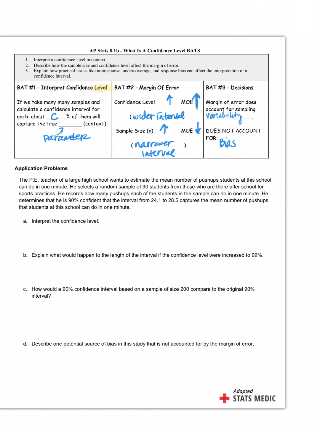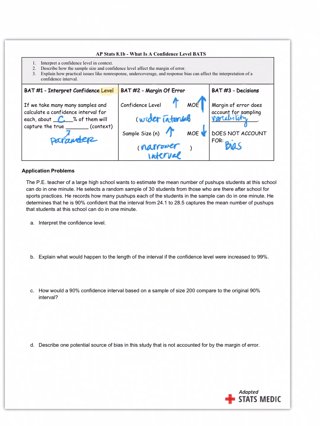So let's look at this application problem. You can try it on your own and come back and check it with the key. If you'd like to pause the video, feel free to do that. A PE teacher of a large high school wants to estimate the mean number of push-ups students at the school can do in 1 minute. He selects a random sample of 30 students from those who are there after school for sports practices. He records how many push-ups each student in the sample can do in 1 minute. He determines that he is 90% confident that the interval from 24.1 to 28.5 captures the mean number of push-ups students at the school can do in a minute. Now it says interpret the confidence level.